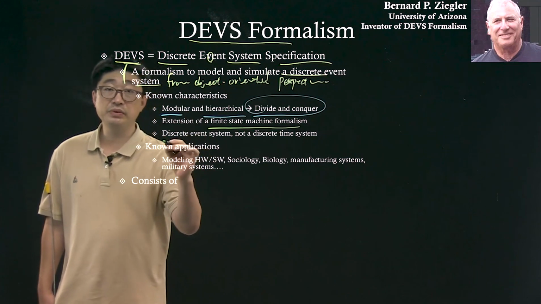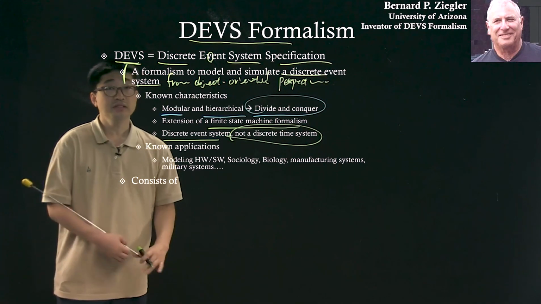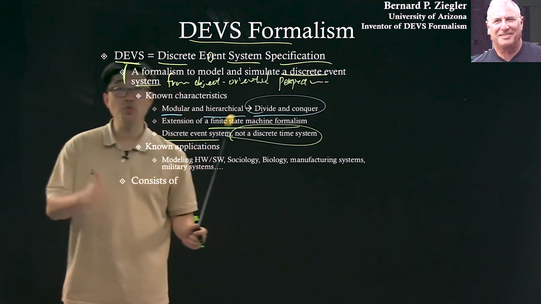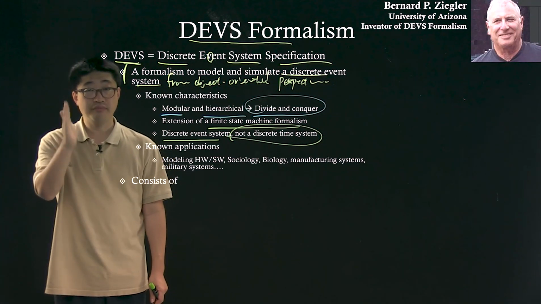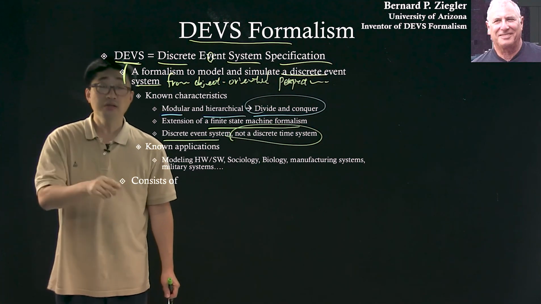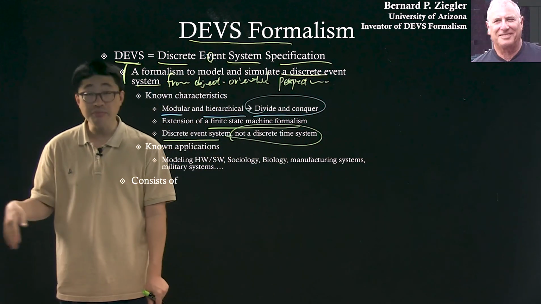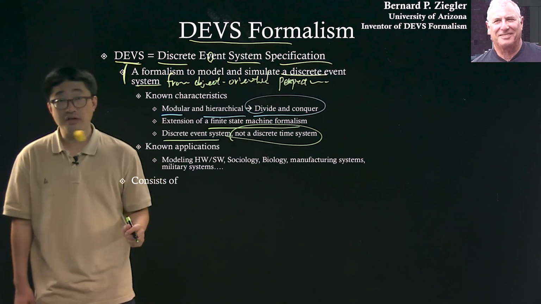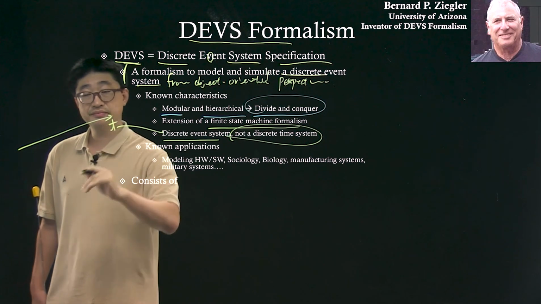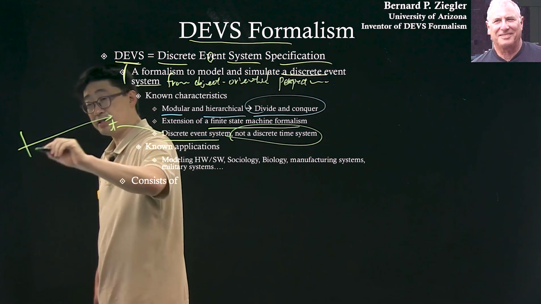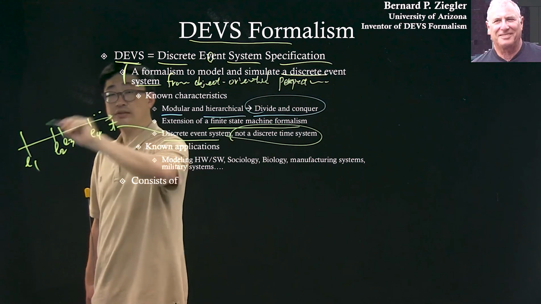Here, DEVS formalism is for the discrete event system. It's not a discrete time system. Discrete time system is like a digital system with a preset cycle of time step. 1, 2, 3, 4, 5 time step. Din, din, din, din. Regular intervals of time. That's the discrete time digital system. On the other hand, discrete event system, this follows what? The continuous time. This is continuous, and at any given time, event 1 happens, event 2 happens, event 3 happens, event 4 happens, and so forth.